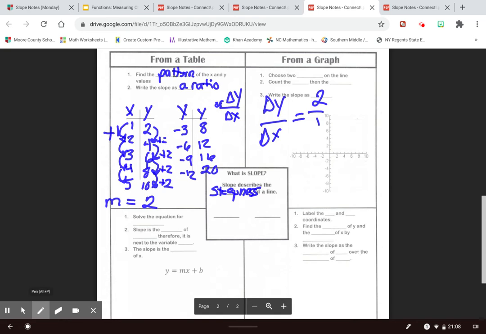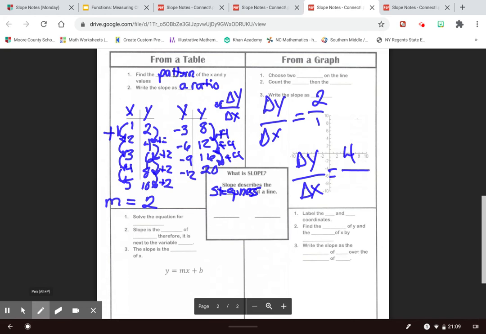All right, I'm going to do the same thing. I'm looking to write a ratio of the change in y over the change in x. So my change in y values, I count 8, 12, so that's +4. My pattern again is 12 plus 4, which is 16. And my pattern again is 16 plus 4, which equals 20. So my change in y is going to be 4.